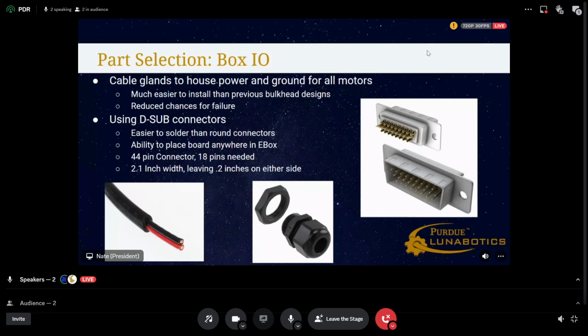For the actual connections to the box, we're using D-sub connectors, which are easier to solder. We can place the board pretty much anywhere in the e-box. The D-sub connectors themselves have 44 pins, 18 of which are needed, which gives us some leeway in terms of the dimensions, with about a quarter of an inch on each side, right? Quarter of an inch, or is it half an inch? Yeah, the connector itself is about 2 inches, which leaves about 0.2 inches on either side of the D-sub connector. Right, yeah.